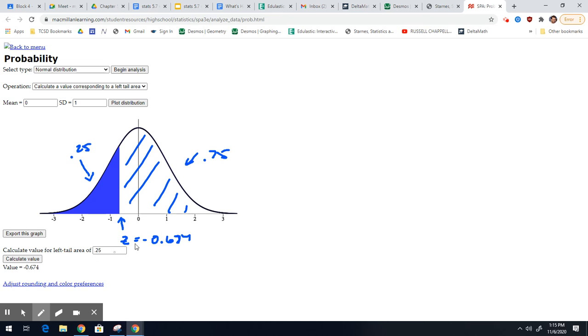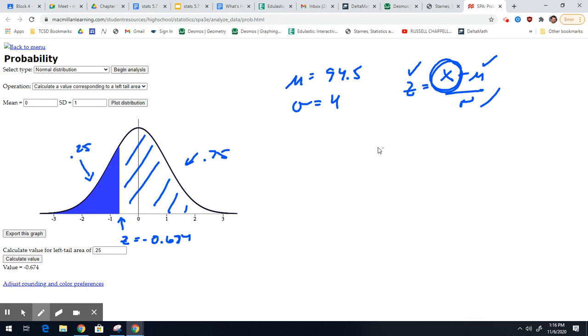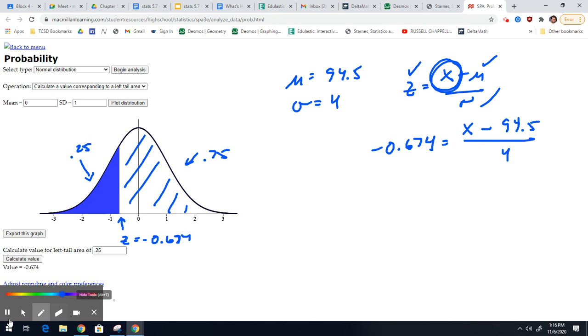Now our job is to unstandardize this. Remember that our mean is 94.5 and our standard deviation is 4. So your z formula is z equals x minus mu divided by sigma. You're going to replace these three things with what they are, but you're going to leave x alone. So z is negative 0.674 equals x minus 94.5 divided by 4.